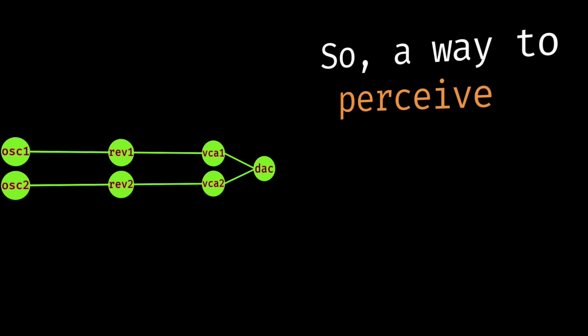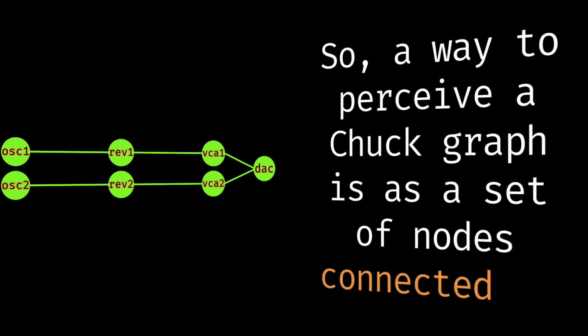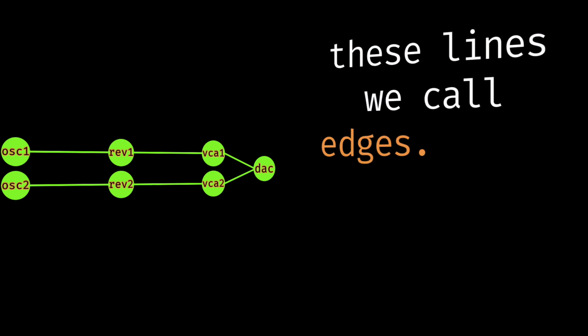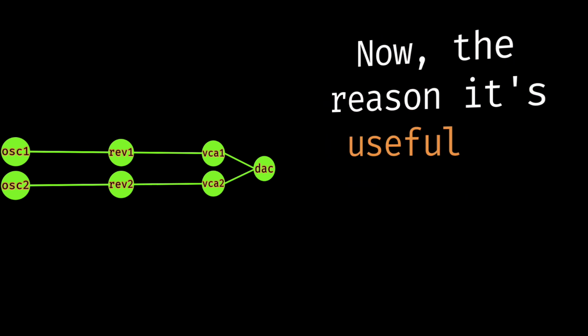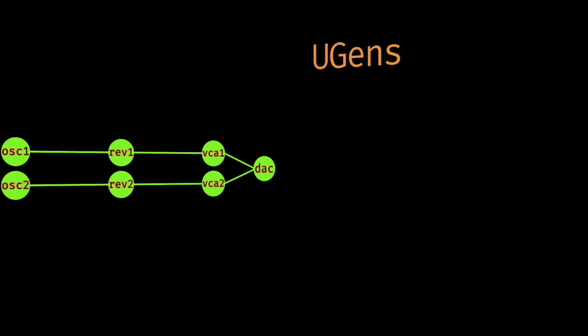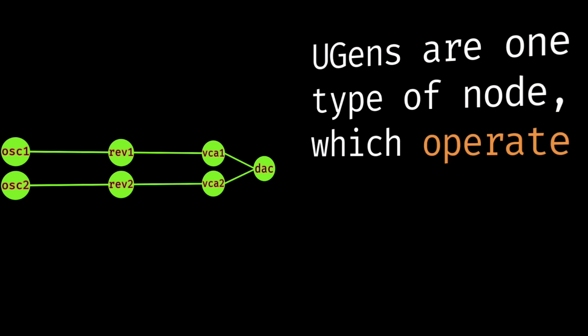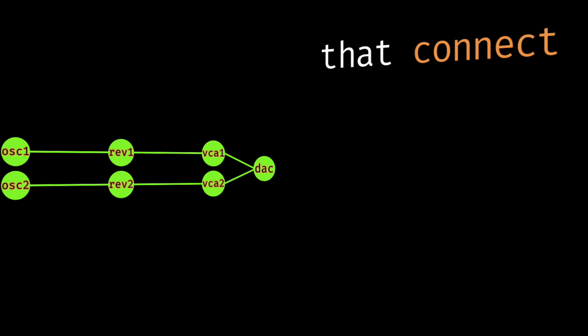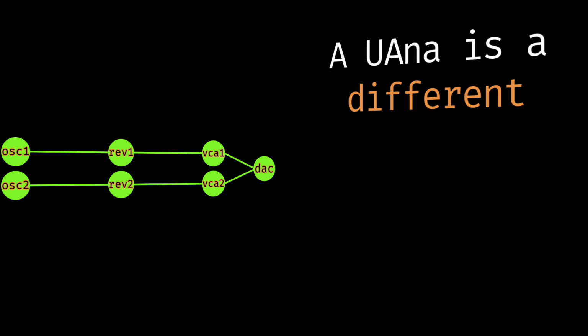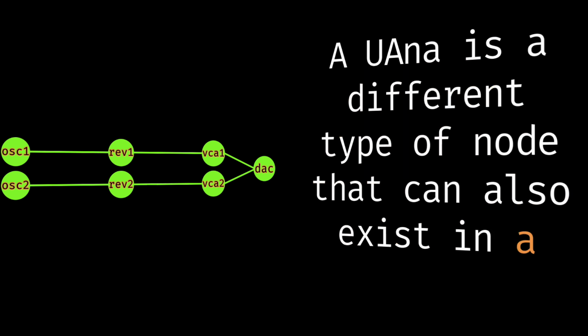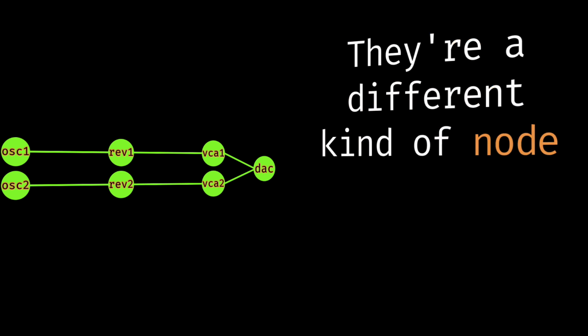So, a way to perceive a ChucK graph is as a set of nodes connected by these lines we call edges. Audio samples get passed along edges when they are requested by nodes further along the graph. Now, the reason it's useful to think about this in this way is that UGens are one type of node which operate on audio samples, and the edges that connect them are connections where audio samples are being passed onward. A UAna is a different type of node that can also exist in a ChucK graph. They're a different kind of node that exists in ChucK.